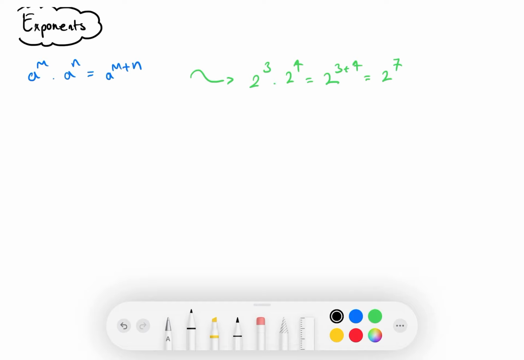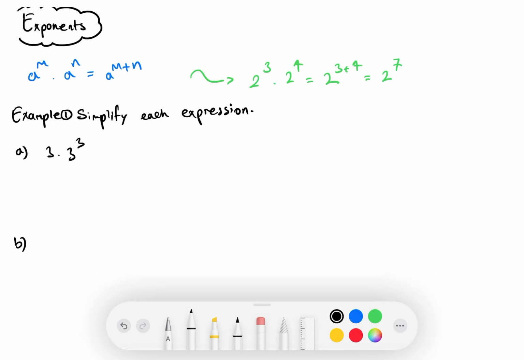Let's go ahead and do some examples together. Example 1. Simplify each expression. A, 3 times 3 to the power of 3. B, a to the power of 5 times a times b to the power of 2. And C, x squared times x cubed times y to the power of 4.